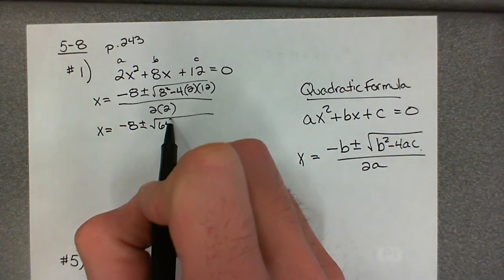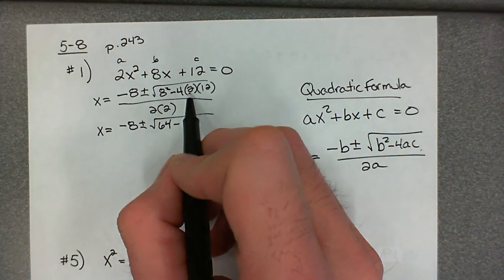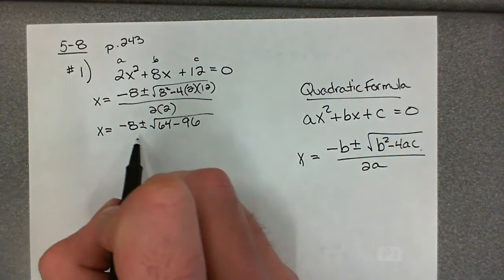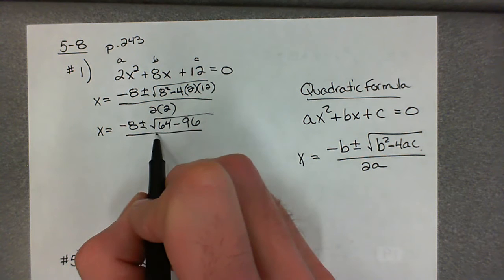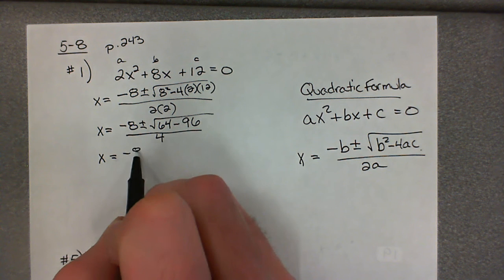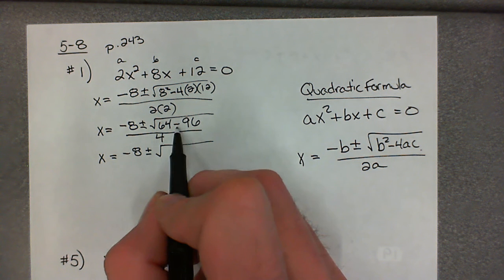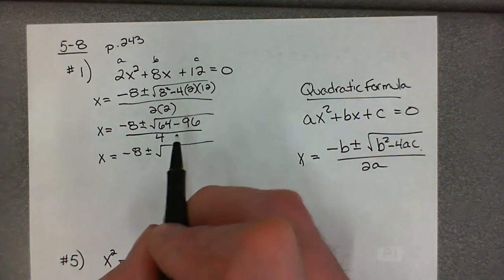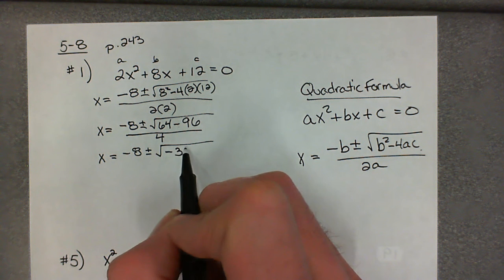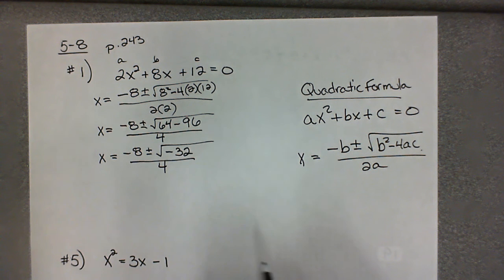So here x equals opposite of 8 plus or minus the square root. 8 squared is 64 minus 4 times 2 is 8. 8 times 12 is 96. And then that's all over 2 times 2, which is 4. So then x equals opposite of 8 plus or minus the square root. Now I got to take 64 and minus 96. So that's going to be negative 32. Okay, and that's all over 4.